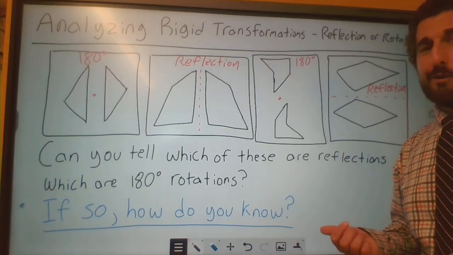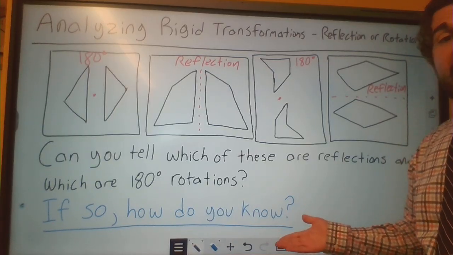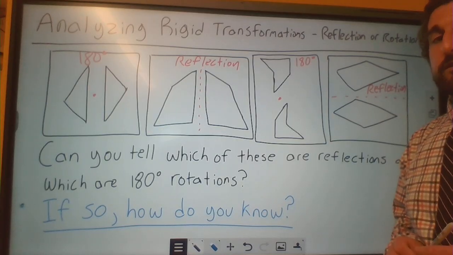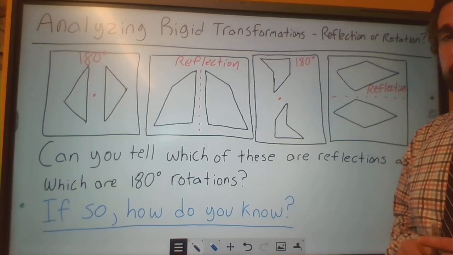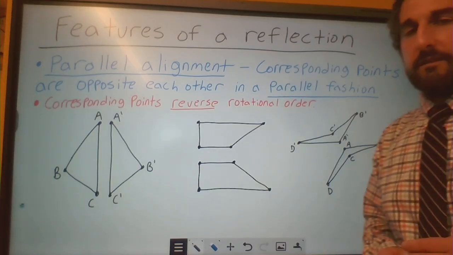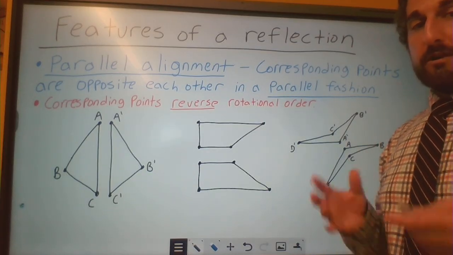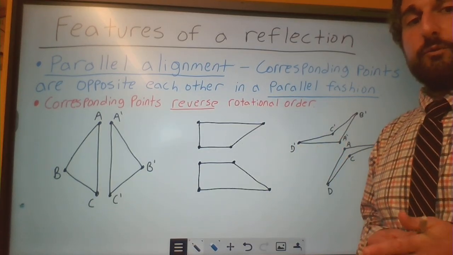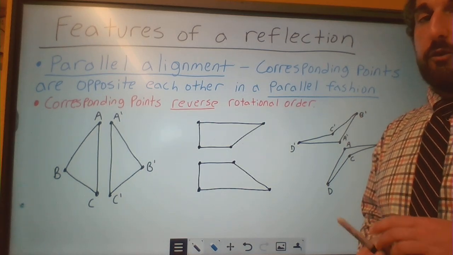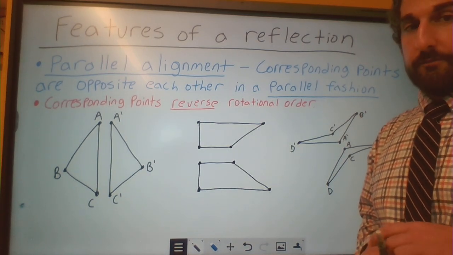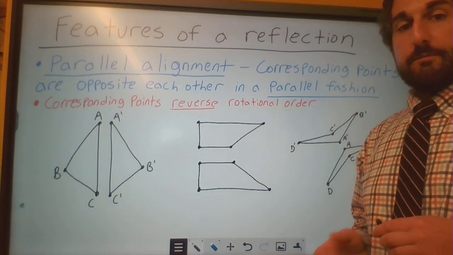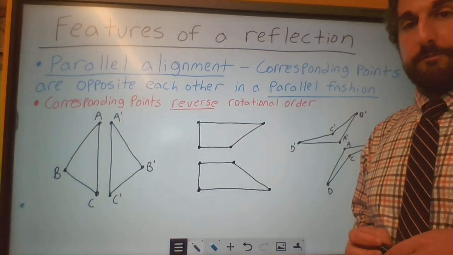So, did you get them all right? If you did, how did you know? If you didn't, is there anything that you can spot now that helps you? If not, there are some more formulaic ways in which we can go about figuring out whether we're dealing with a reflection or a 180-degree rotation. So if you're unsure, give one of these methods a try that I'm going to demonstrate.